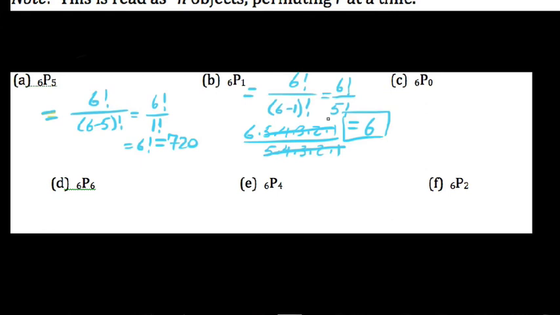But if you think about this, if I gave you 6 things and I said rearrange 1 at a time, well, you could rearrange the first thing, then you're done. Rearrange the second thing. Well, you're only rearranging that second thing, so you're done. You could rearrange each one thing one time.